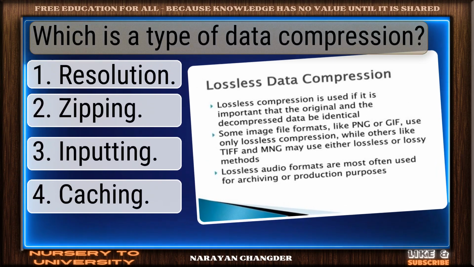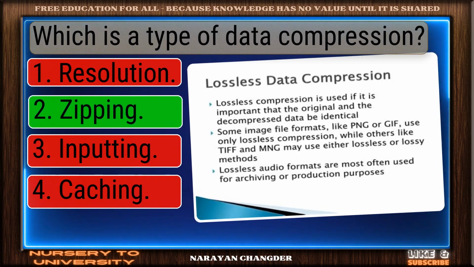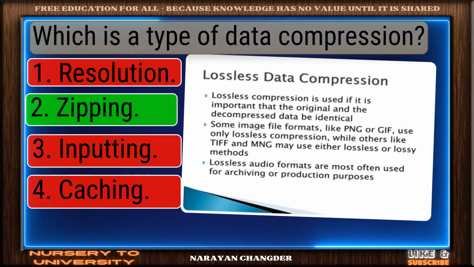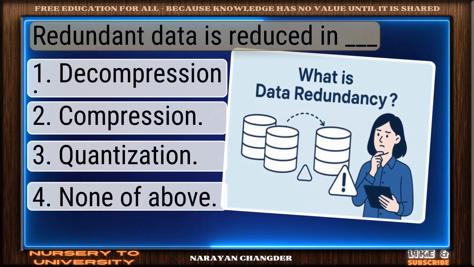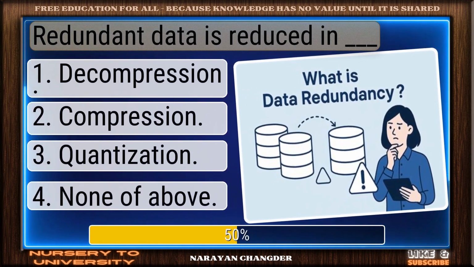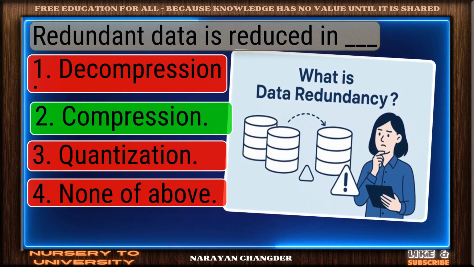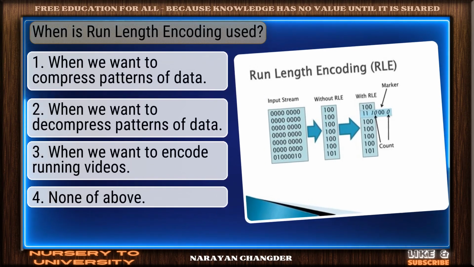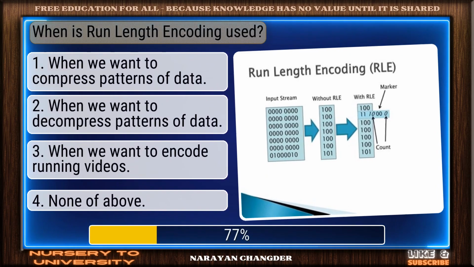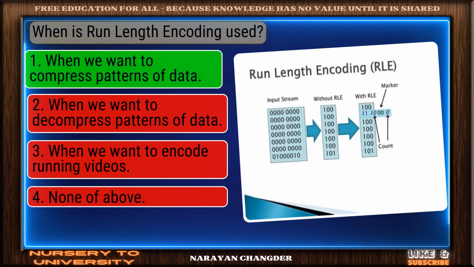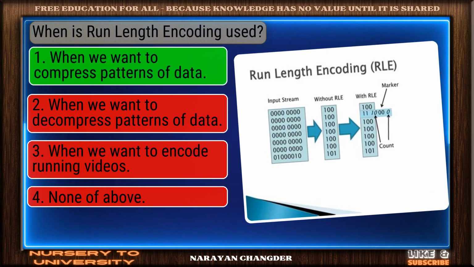Question number 72. Which is a type of data compression? Excellent choice. Zipping is the right answer. Question number 73. Redundant data is reduced in dash. Excellent. Compression is a brilliant choice. Question number 74. When is run length encoding used? Sharp thinking. When we want to compress patterns of data is the right choice.